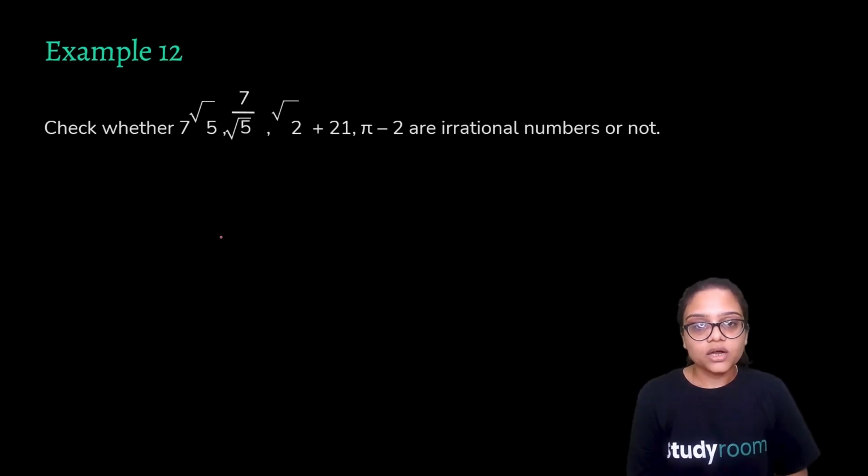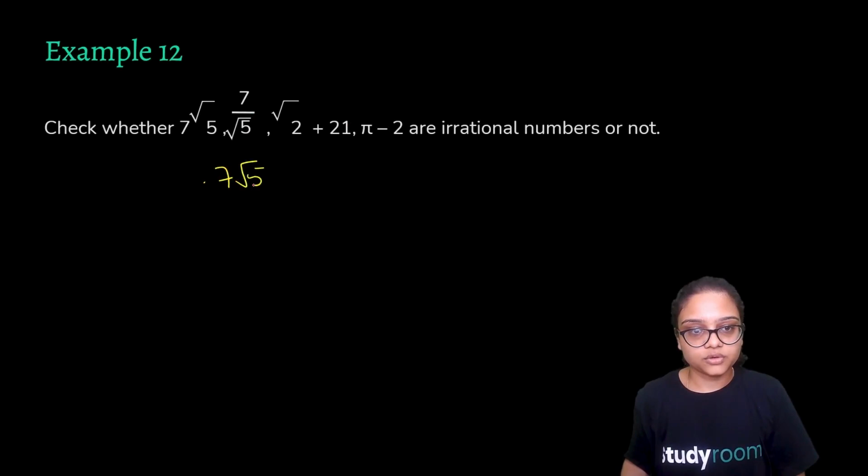The first question is: check whether 7 root 5, 7 divided by root 5, root 2 plus 21, and pi minus 2 are irrational or not. So, how are you going to check? The first number we are going to take is 7 root 5. Tell me, is 7 rational or not? 7 is rational, but root 5 is irrational.